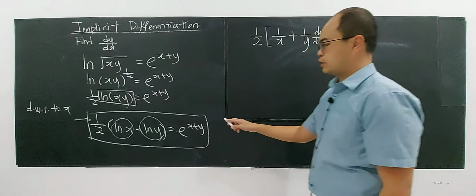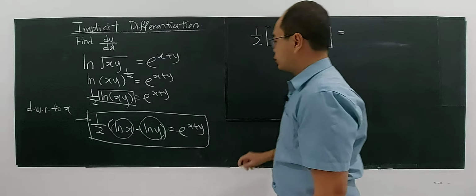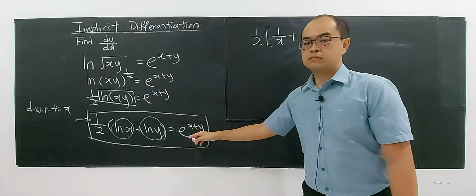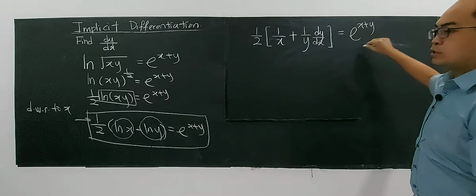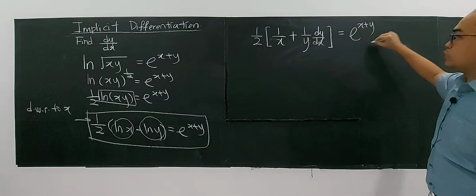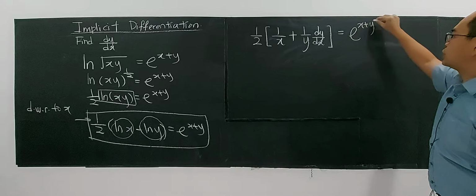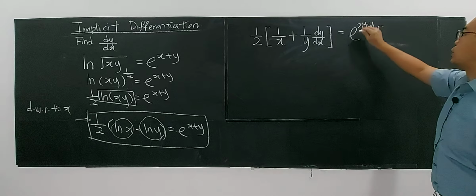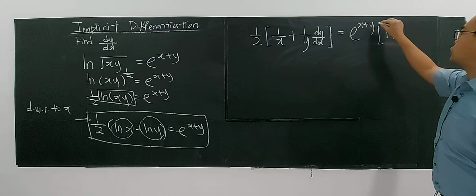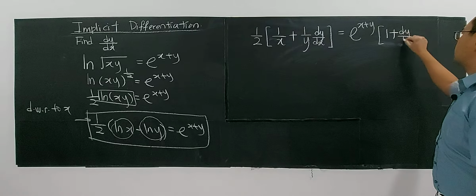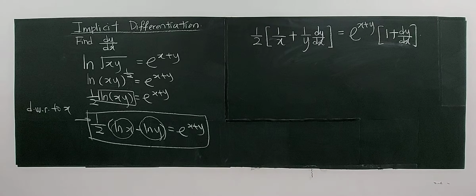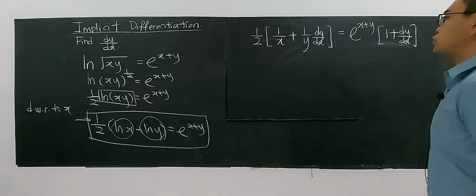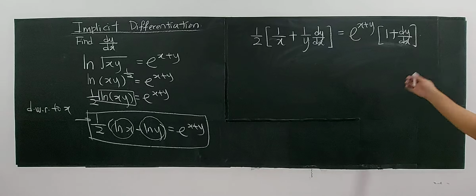Now I'm differentiating the right hand side. To differentiate the exponential, the rule is you copy back the exponential function, then you differentiate the power. Differentiate x gives 1, differentiate y gives dy/dx. Now you can see that you have easily completed your implicit differentiation. Now you need to rearrange everything.